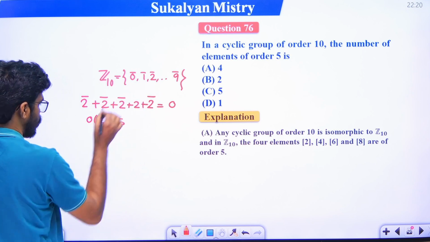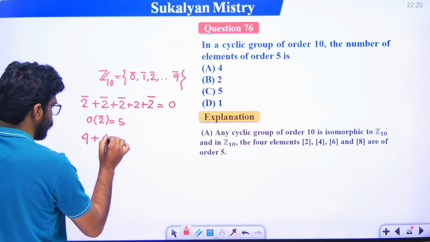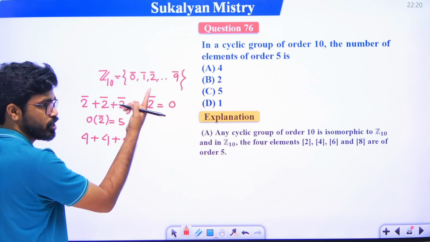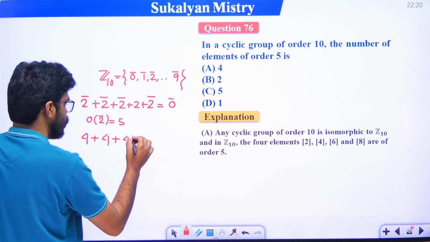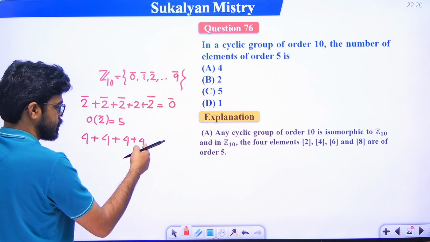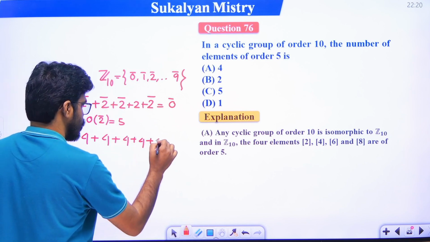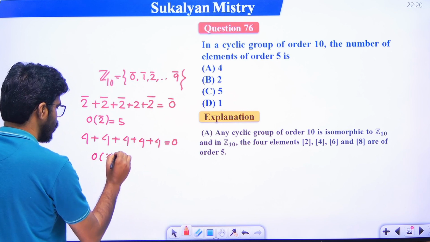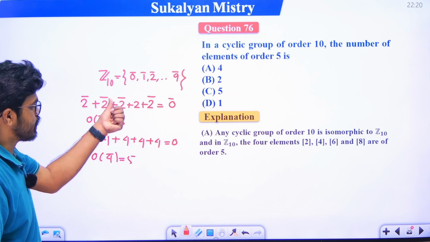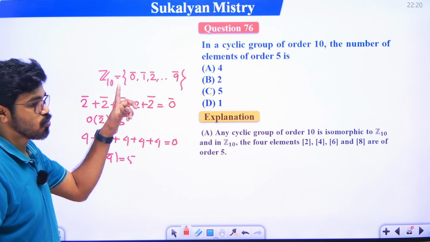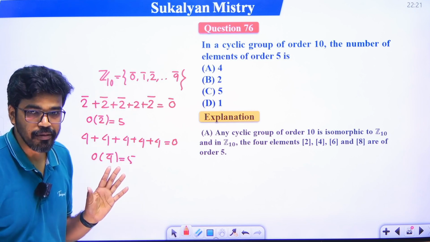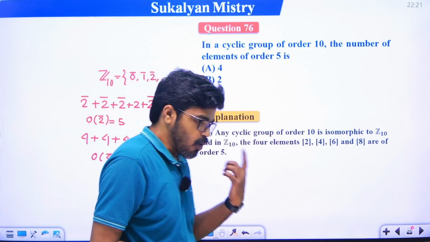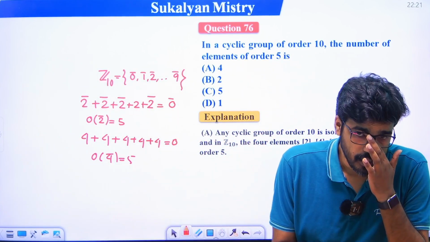Similarly, if you calculate the order of 4: 4 plus 4 is 8, 8 plus 4 is 12, and 12 divided by 10 gives remainder 2. Our target is to get the identity element, that is 0. 12 plus 4 is 16, 16 divided by 10 gives remainder 6. Next 20, 20 divided by 10 gives remainder 0. So the order of 4 is 5. Similarly the order of 6 will be 5, the order of 8 will be 5, so we have 4 elements of order 5 in this group. Okay, I have already discussed how to find the order.